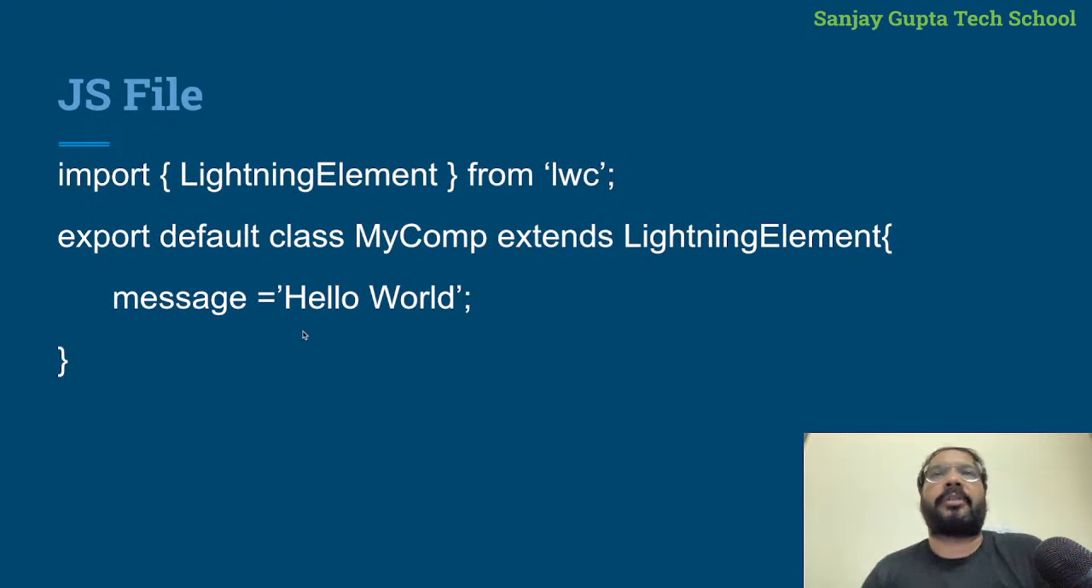Then this is our JavaScript file. Whenever you create a Lightning Web Component, this file will be created automatically. Okay. So here we have import LightningElement from lwc. Here LWC is basically a module, and LightningElement is a functionality. Then this class name will be similar to your component name. It is extending the LightningElement functionality, so whatever functionality is available in LightningElement, you can use that here.